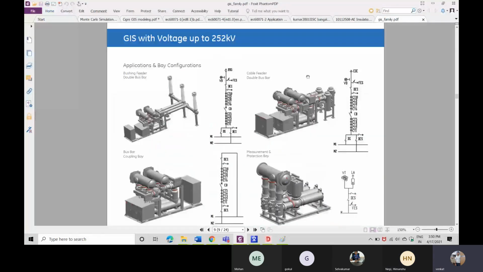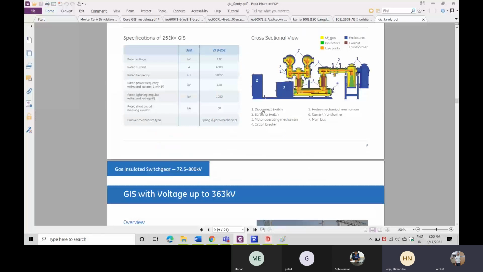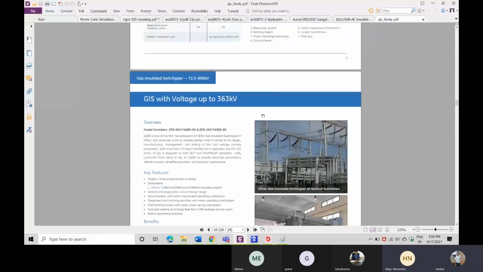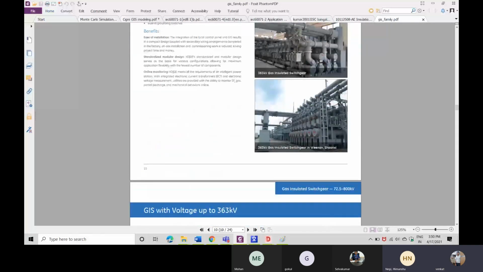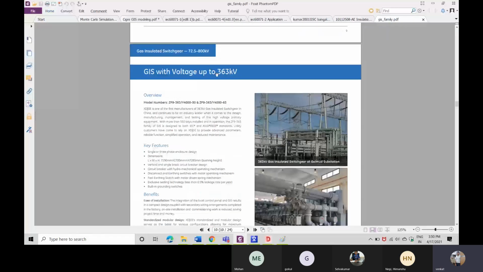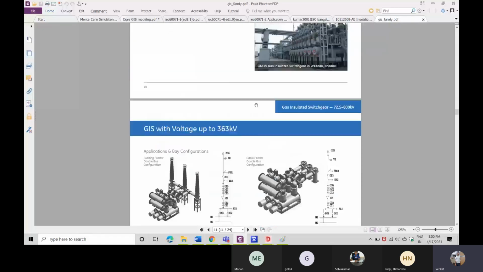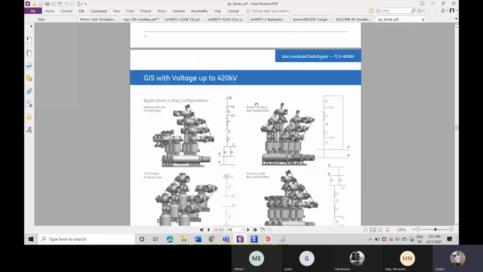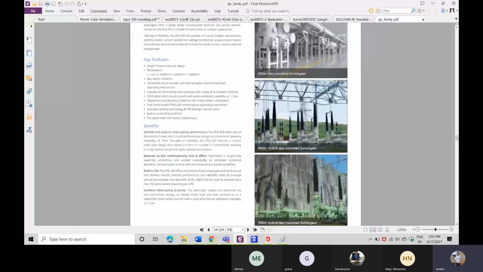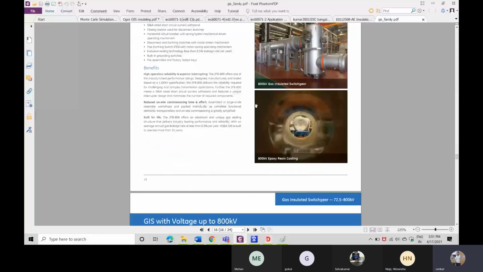I will share this also. This is general information on how the GIS looks for the different types of feeder configurations, like busbar configurations. It is a lot of study. They have designed different voltage levels like 363 kV and 245 kV. They have designed all those types of things. Yes, this will be useful to go through.